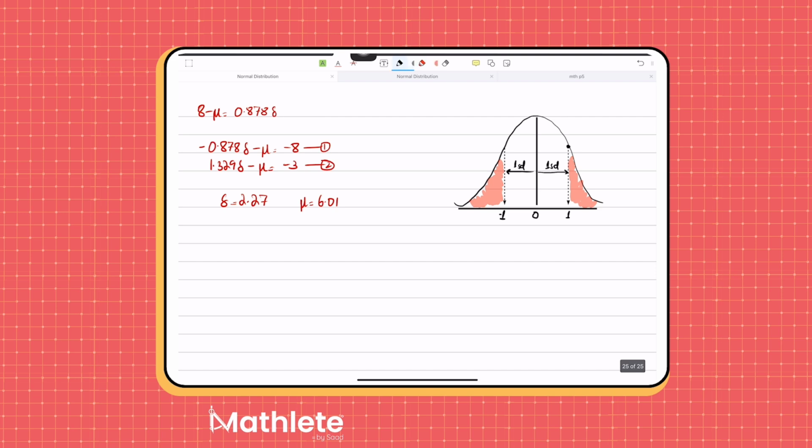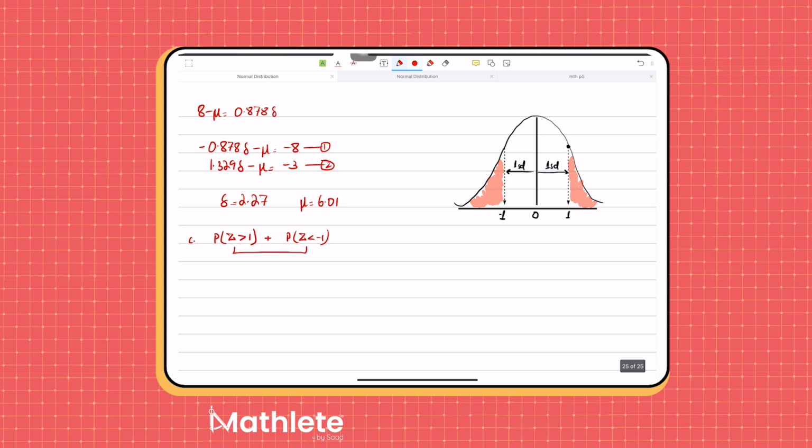That means in part C, you have to find out the probability of z not just being greater than 1, but you also have to find out the probability of z being less than -1, because both these regions are representing the values that are more than 1 standard deviation away from the mean.